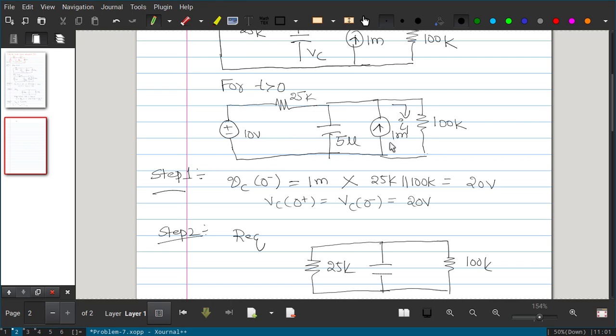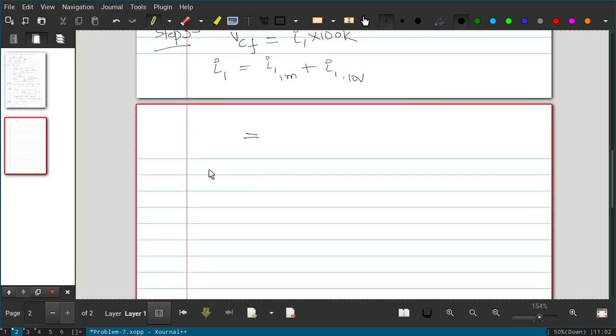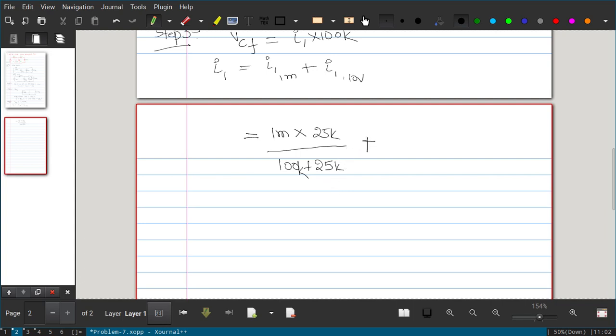So for that you have to use the current divider formula. Two branches you have, one branch 25 kilo ohm, another branch 100 kilo ohm. So the current passing through this 100 k ohm is given by the current divider formula. The current is 1 milliampere into the resistance of the other branch, that is 25k, divided by the total resistance, that is 25k plus 100k. That will give the current passing through 100k. So we write that it is 1 milliampere, applying the current divider rule, resistance of the other branch 25 kilo over total resistance 100k plus 25k. So that is the current due to 1 milliampere.